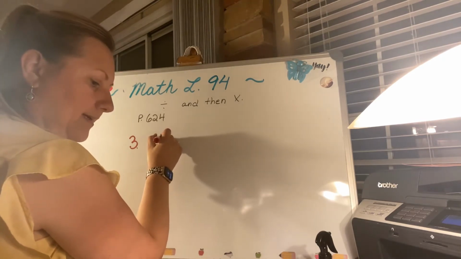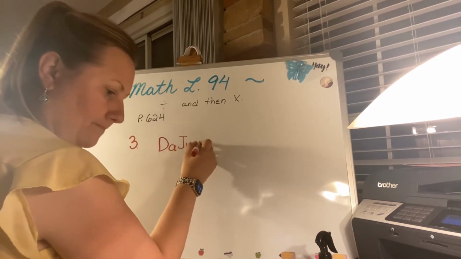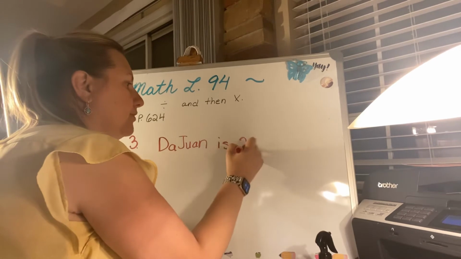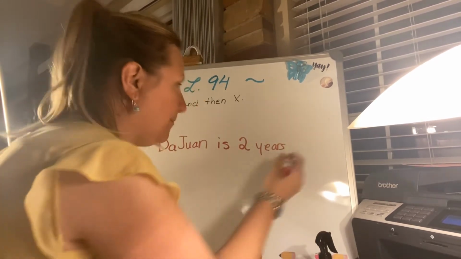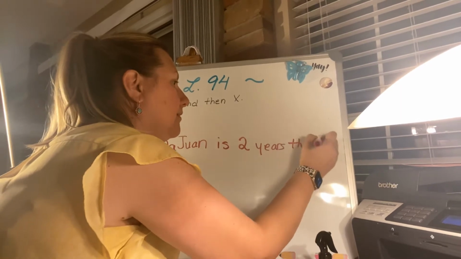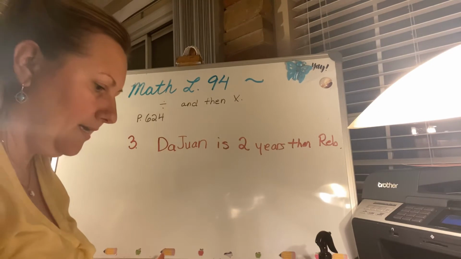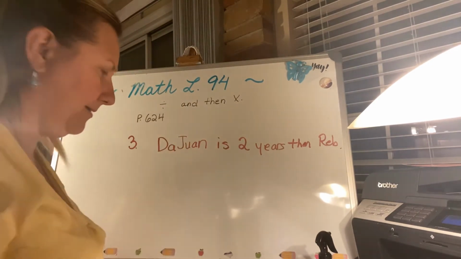So let's see. We have somebody named Dewan, right? I think I spelled that wrong. Is 2 years older than, what was the other name? Rebecca. 2 years older than Rebecca. Oh, running out of room. Next we have, so think about that. Dewan is 2 years older than Rebecca.